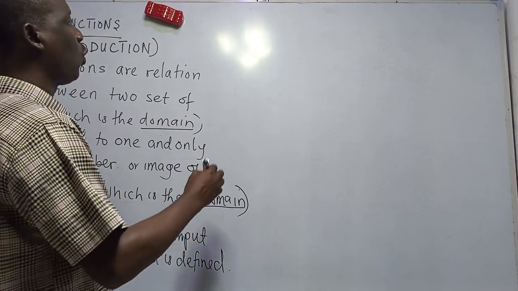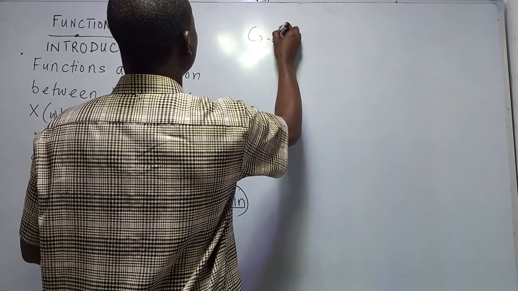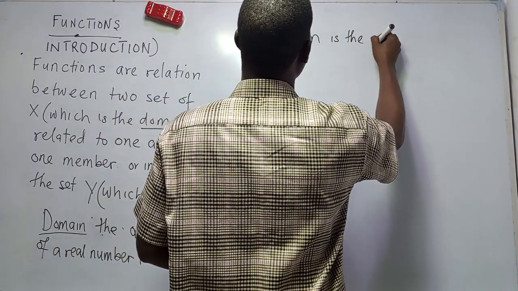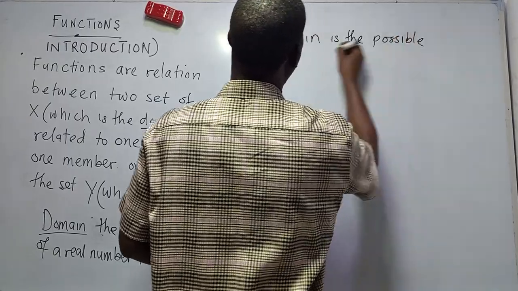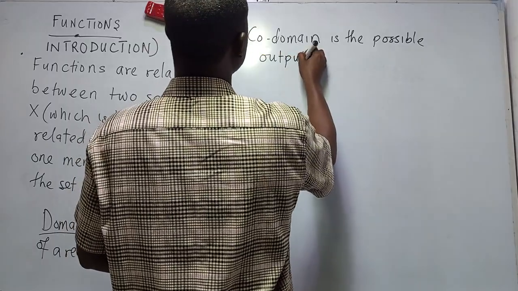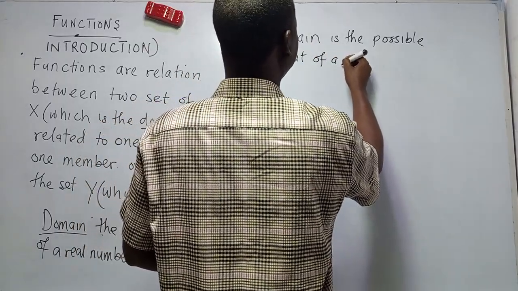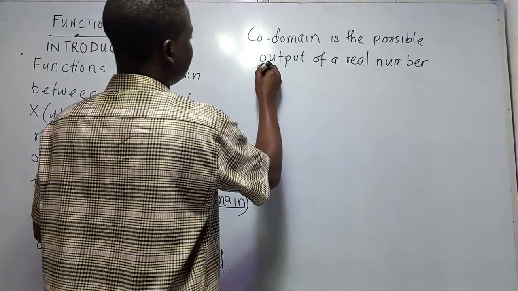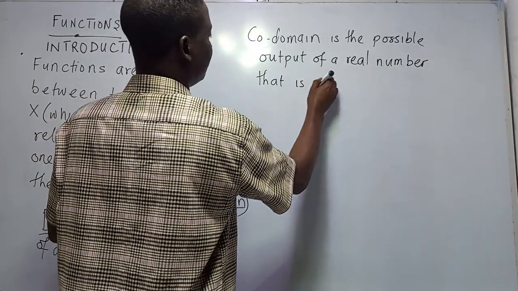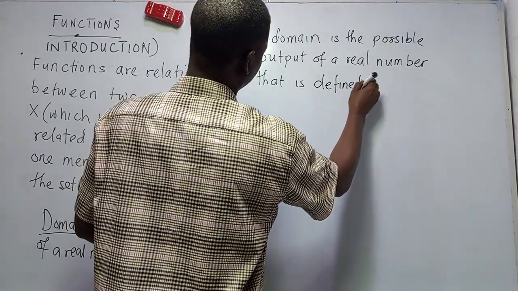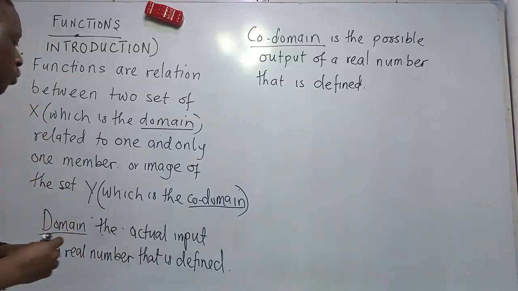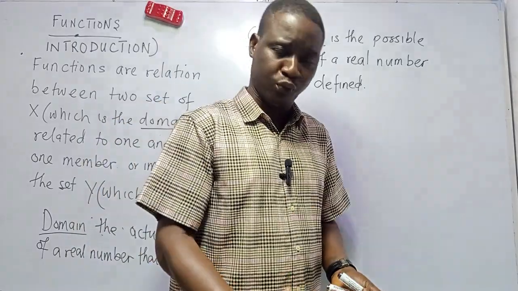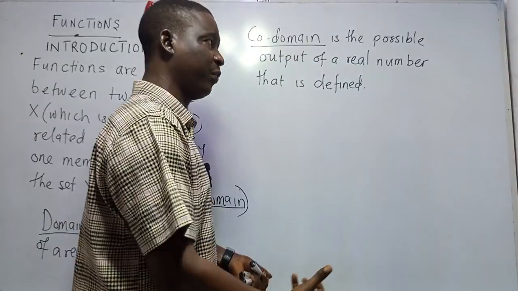Now, what is the codomain? The codomain is a possible output of a real number that is defined. So this is the codomain, and this is the domain. For every input, there is an output. Then we have a possible output.